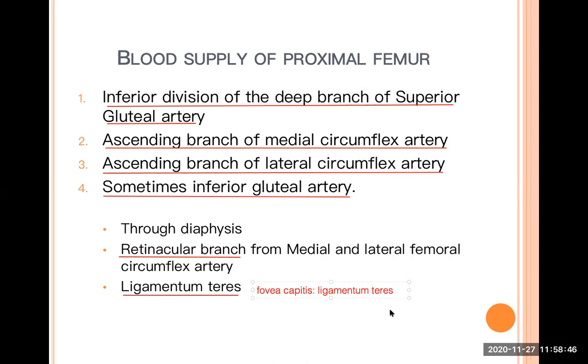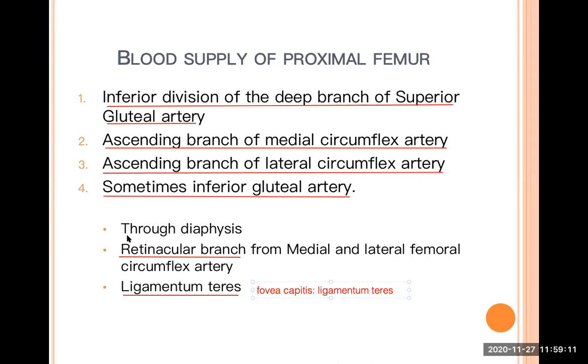Now, this ligamentum teres is carrying one small blood vessel which is responsible for the nourishment of the head. But that blood vessel alone is not enough for the nourishment of head of the femur. We need some other sources as well. Okay, that is one small piece of information. And don't forget about the nutrient artery.